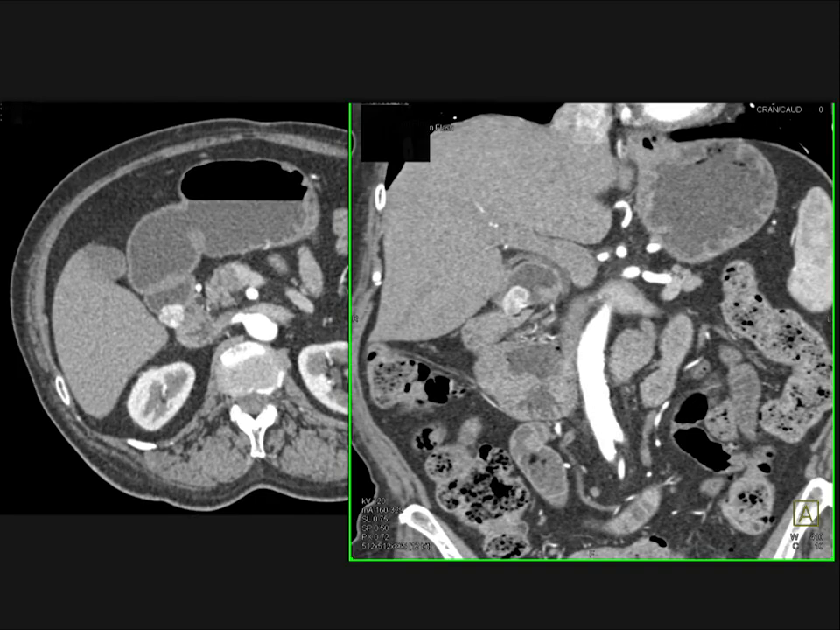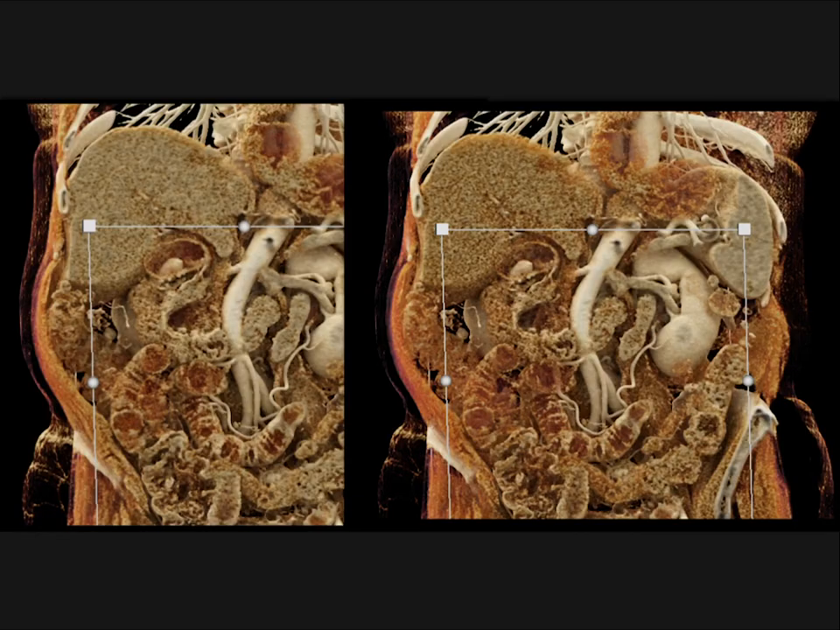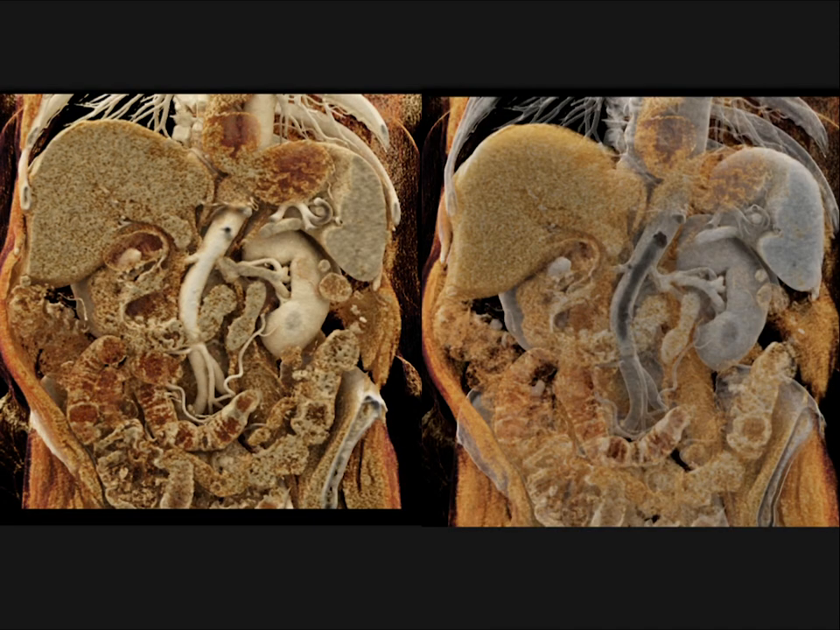Now I have been looking, and here's the coronal and the axial. I've been working on this with cinematic rendering, and so you see very nicely that enhancing lesion in the duodenum. I'm trying to figure out, can we accentuate things with cinematic rendering? Look how nicely that mass shows up in the patient's duodenum. Very nicely shown there, or on this other set of images. So just a very nice way of detecting the tumor.